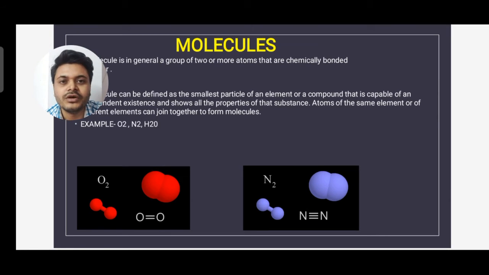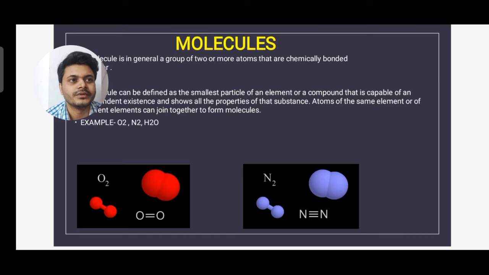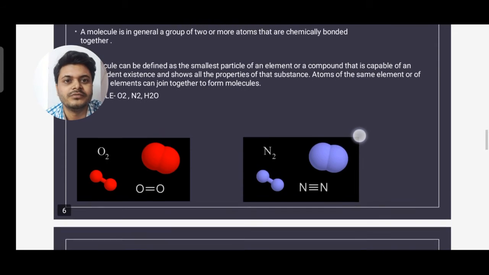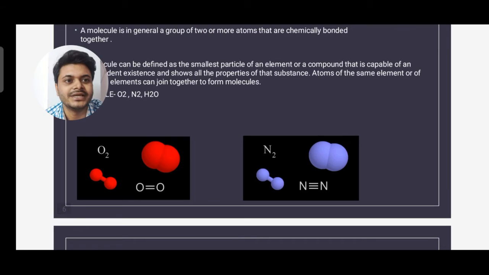So the formula of oxygen will be O2, that is oxygen, you can see below, and the formula of nitrogen will be capital N and 2, the 2 will be in suffix, and water is H2O, where the 2 is in suffix. You can see here below the oxygen formula O2 is given in the diagram, and N2 for nitrogen.